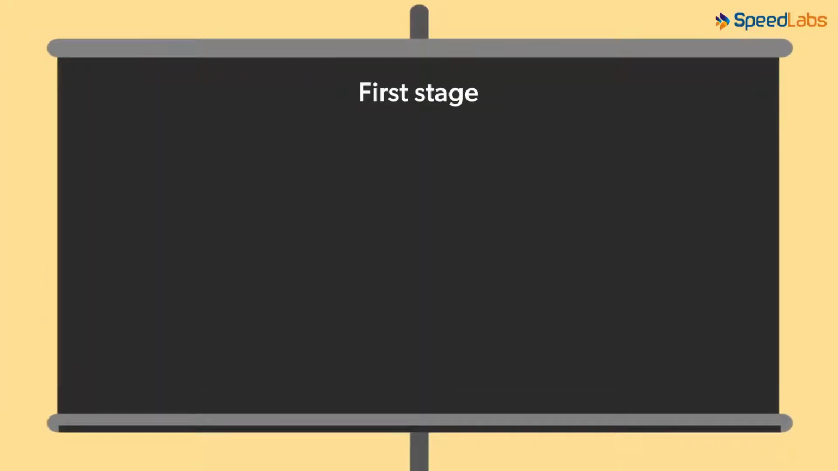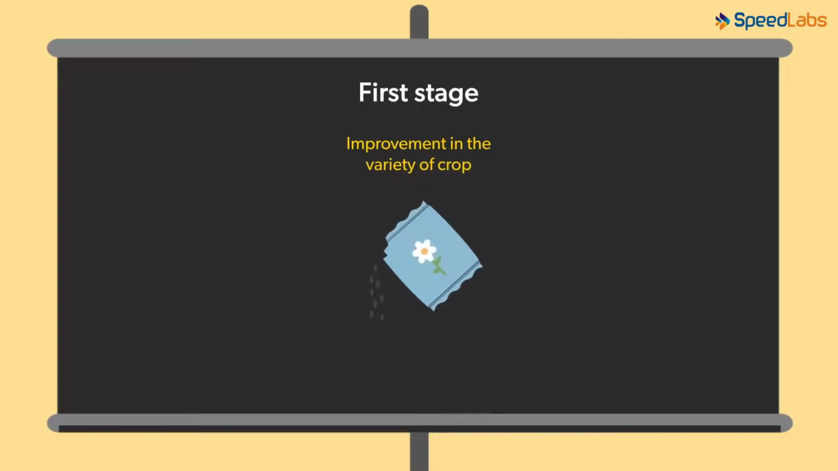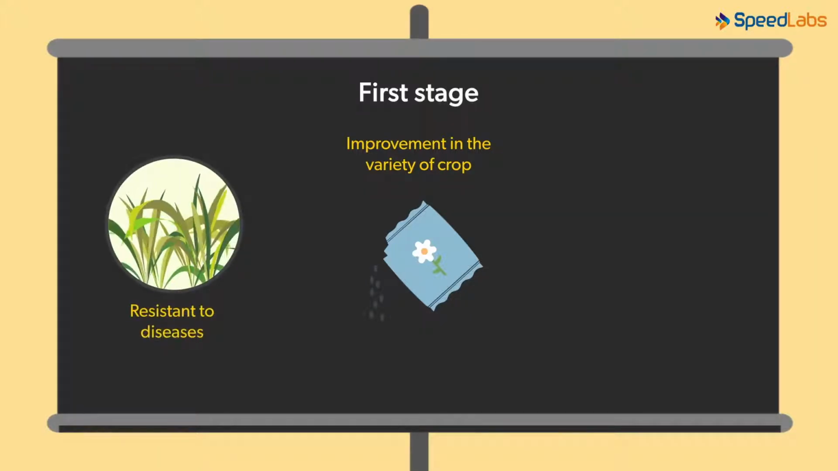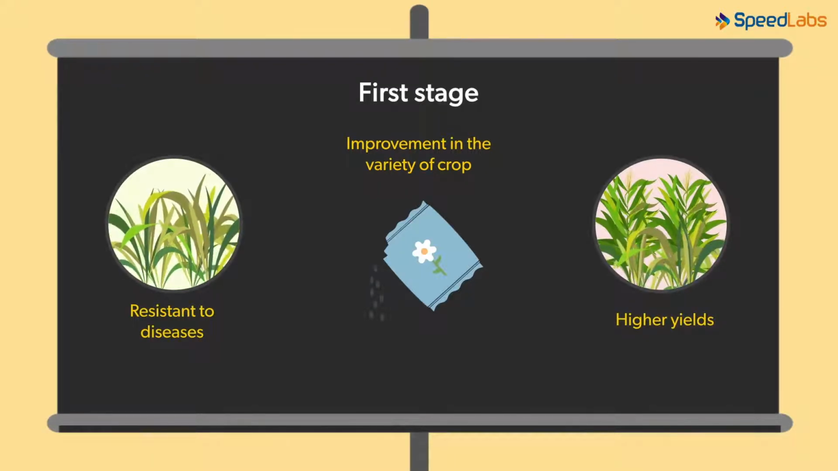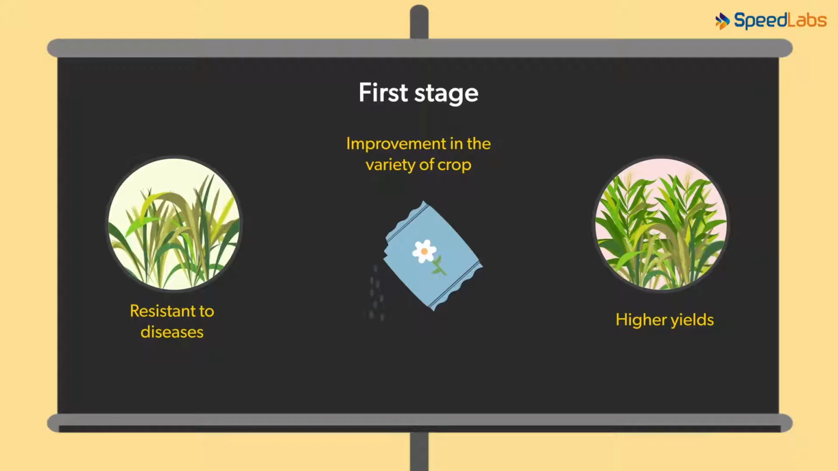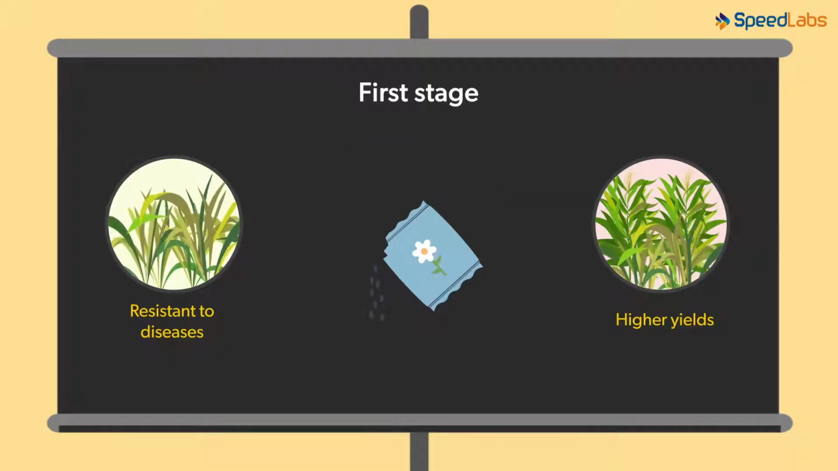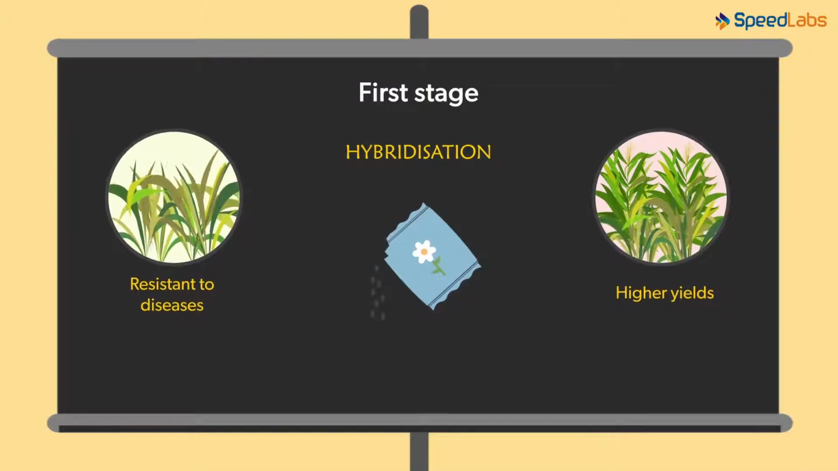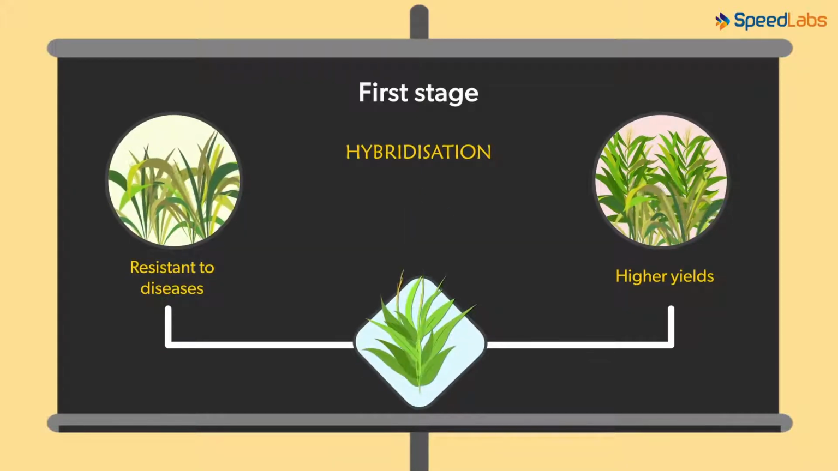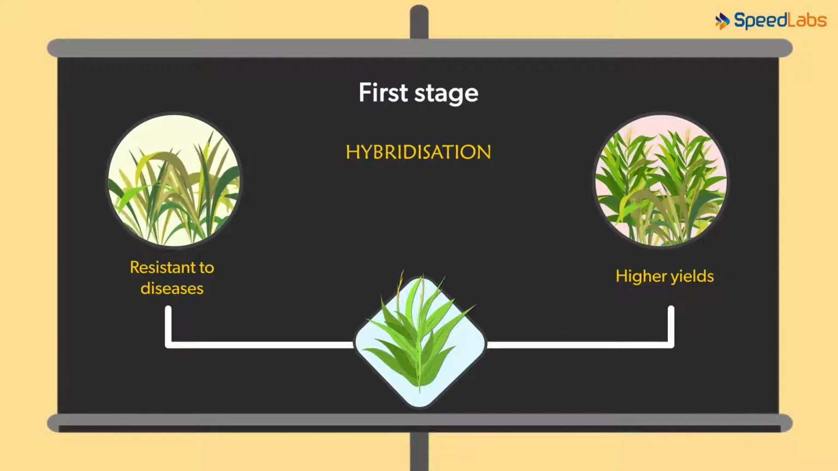The first stage of improvement in food resources? Improvement in the variety of crops, that's right. How can we improve the variety of crops used in agriculture? There are some crops which are resistant to diseases, while some give higher yields. How do we select these particular strains of crops and develop a perfect variety? The answer is hybridization. This process enables us to combine the desirable characteristics of different varieties of crops.